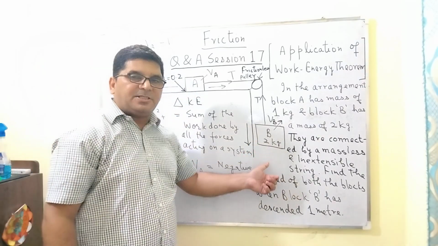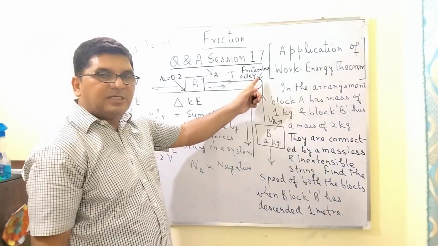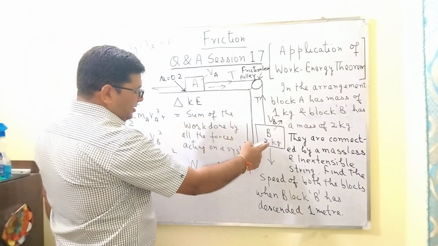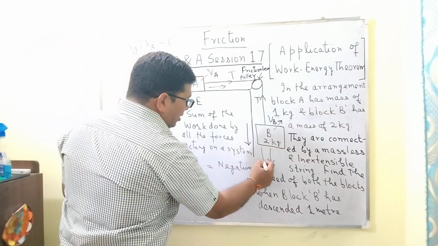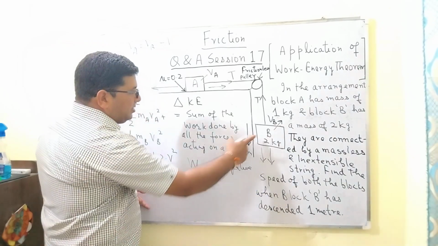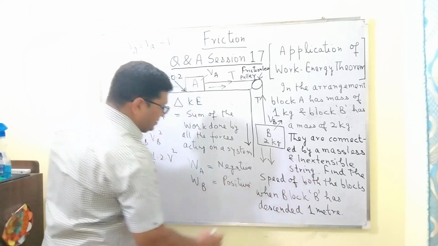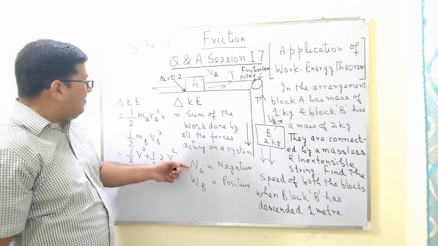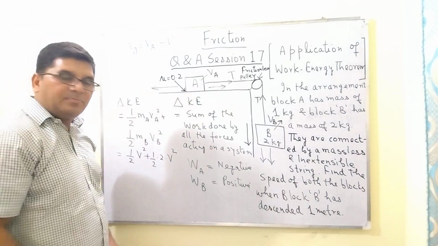Now this block B is being subjected to the gravitational force. The direction of the gravitational force is downward, whereas the tension is acting in the upward direction. So in this case, the gravitational force is acting in the downward direction, and the displacement is also acting in the downward direction. So the work done in the case of this block B will be taken as positive. That is, the work done due to the gravitational force will be taken as positive, and the work done due to this frictional force will be taken as negative.